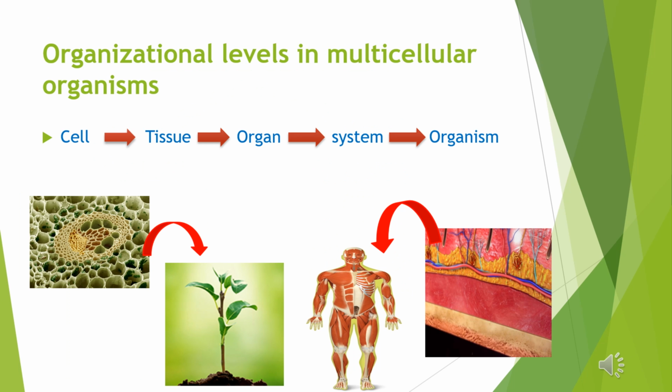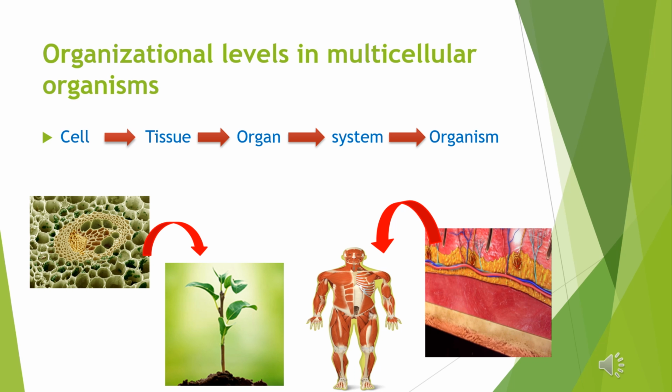As we know, the structural and functional unit of an organism is the cell. Some organisms are made up of only one cell. We know them as unicellular organisms. But plant and animal bodies are composed of different types of cells together. They are multicellular organisms. Here you can see the organizational levels in multicellular organisms: cell, tissue, organ, system and organism.